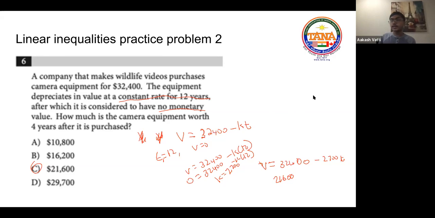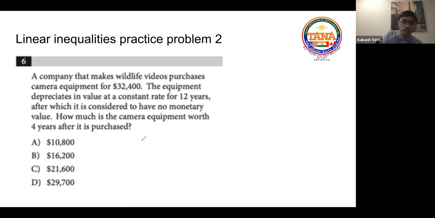Okay, so someone asked me to do the math. I guess I can do it. All right, I'm going to clear this out. So we have our equation: 0 equals 32,400 minus k times 12. So first you subtract 32,400. So you get negative 32,400 equals negative k times 12. Then you divide by negative 12. And you should get 2,700.